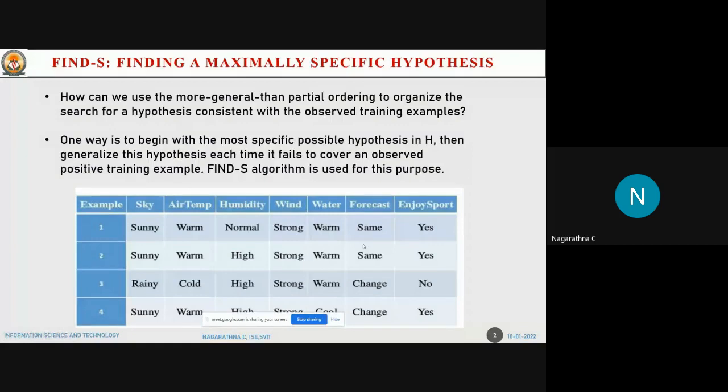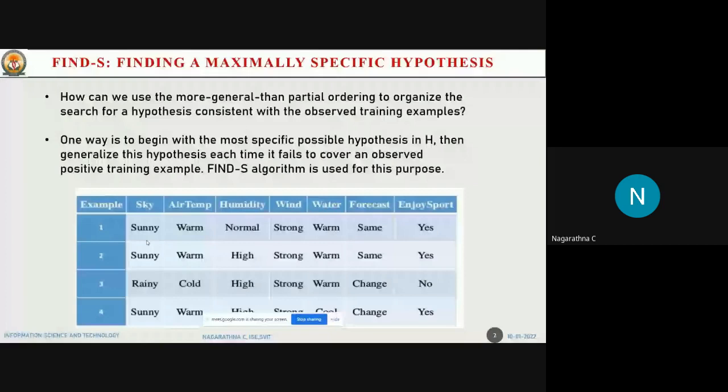And EnjoySport is whether for each instance he can enjoy the sport on that day or not. For example, for the first instance, when the sky is sunny, the air temperature is warm, the humidity is normal, the wind is strong, water is warm and forecast is same, he can enjoy the sport. This is how the data set is classified. Now we will go through the algorithm.